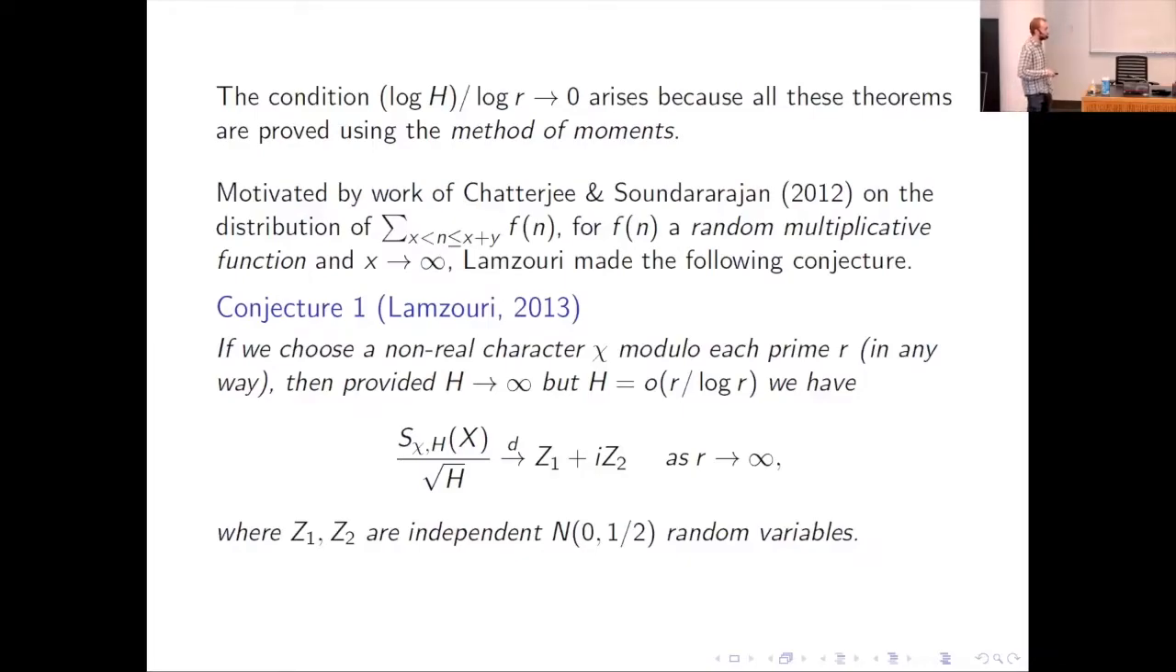So are there questions about what I said up to here? So beyond the range of r over log r, is it believed to be still Gaussian, or is it believed to have a different behavior? Okay, I'll come back to that later.